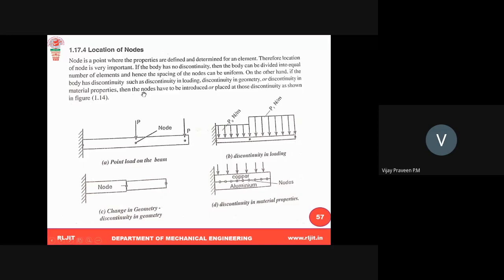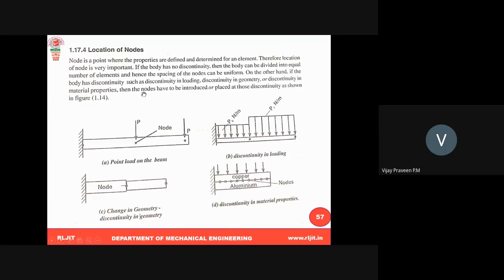Body is having uniform area, but load is not uniform. Up to here some load is there, up to here some P1 load is there. Therefore, I should introduce the nodes where our discontinuity point is there. One is here, and where the discontinuity point is there, one is here and one is here. Therefore, the space here and here is not uniform. Here lesser space is there between the nodes, here more space is there. So this is the example where there is discontinuity in the loading.